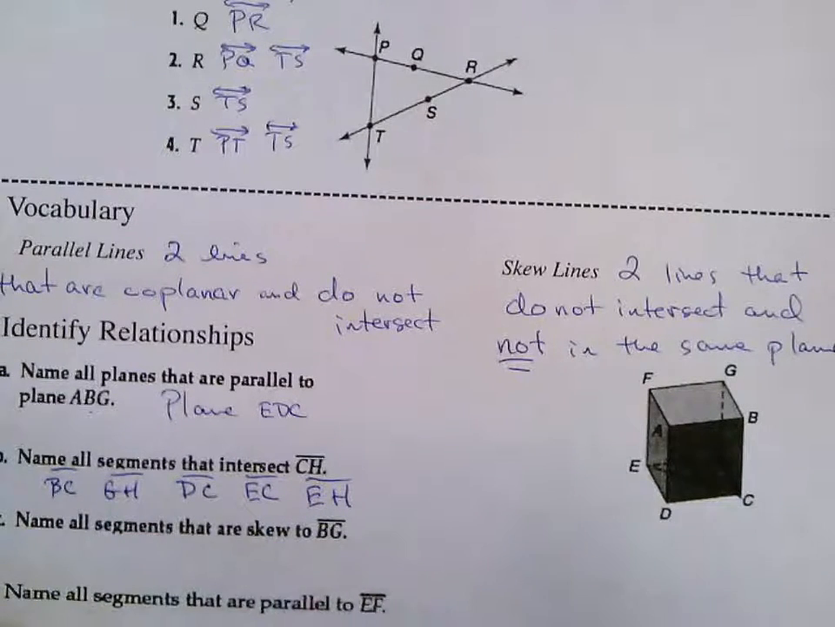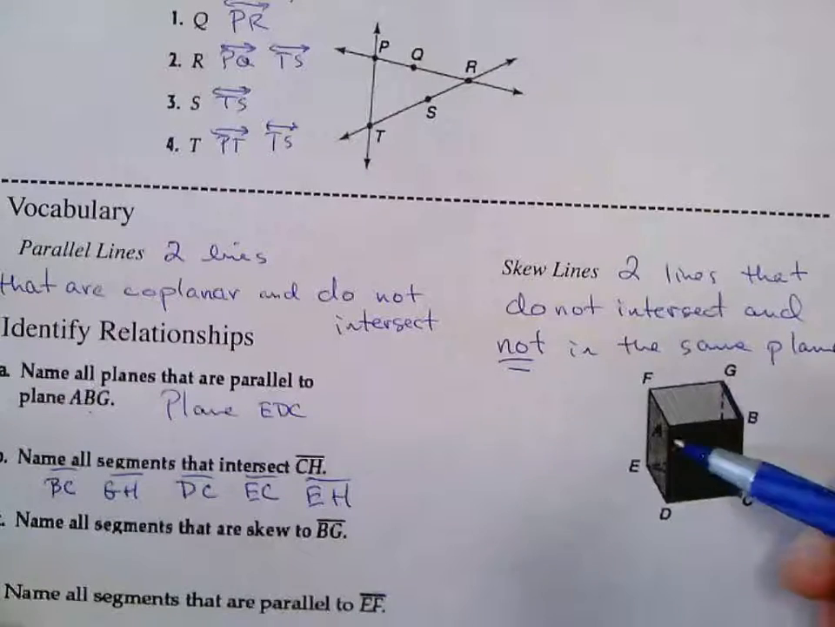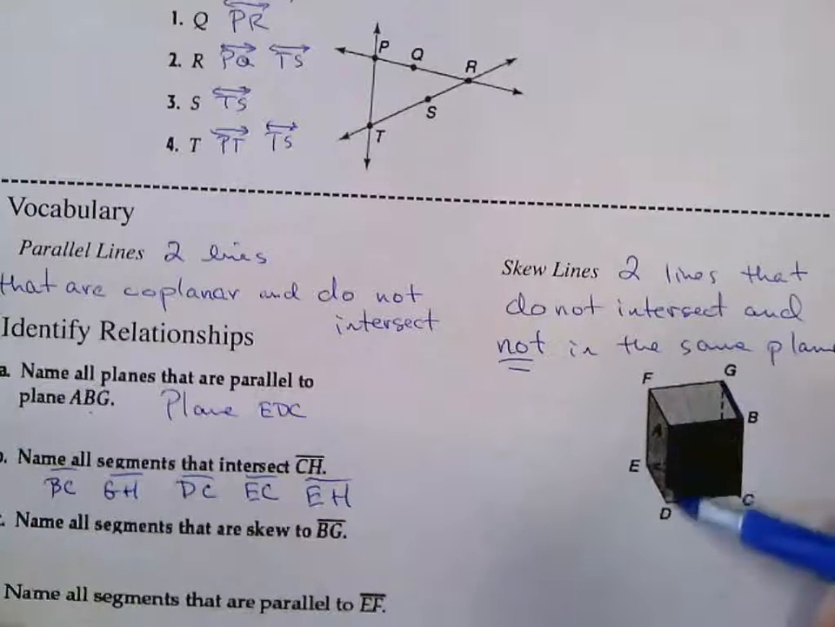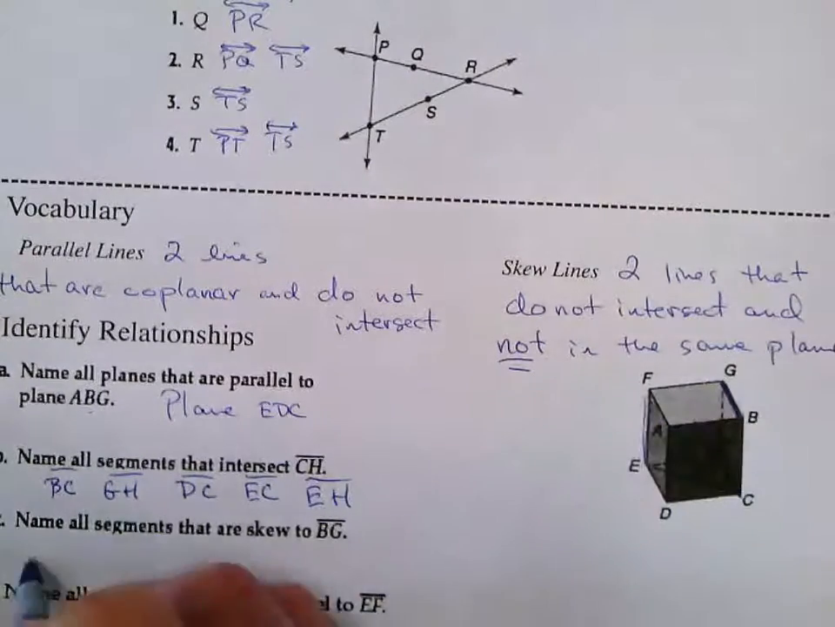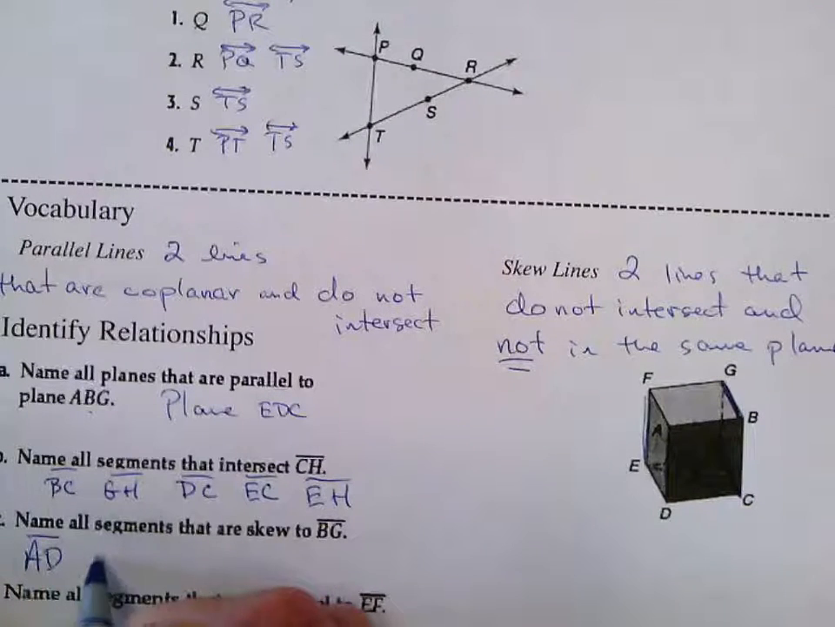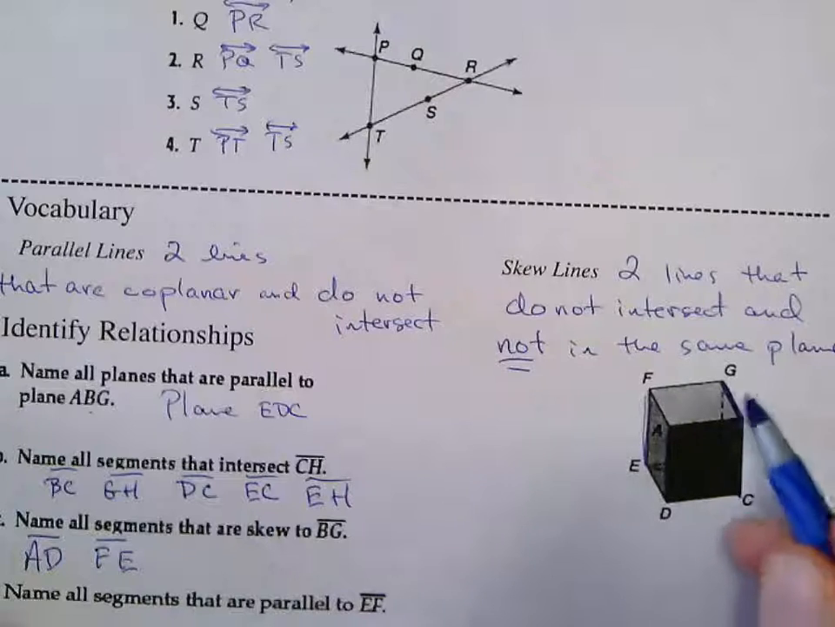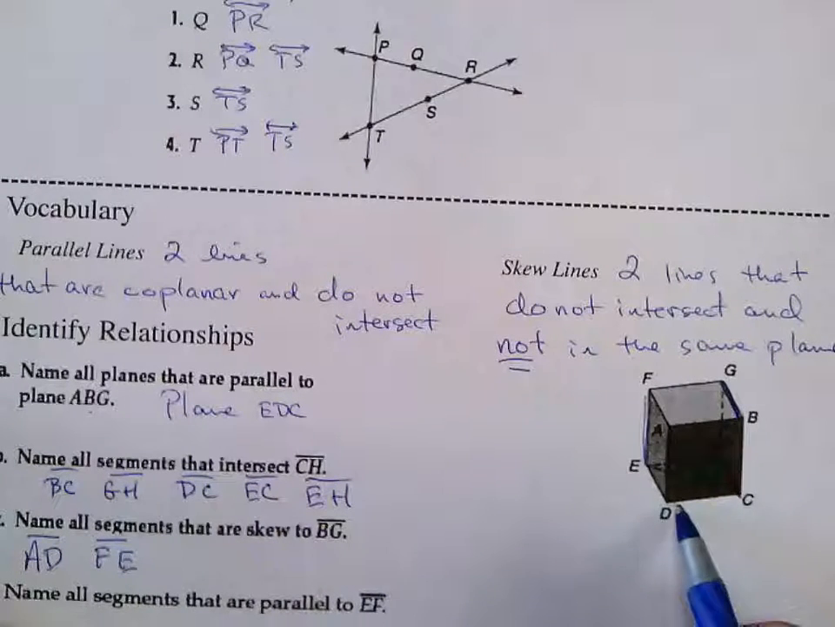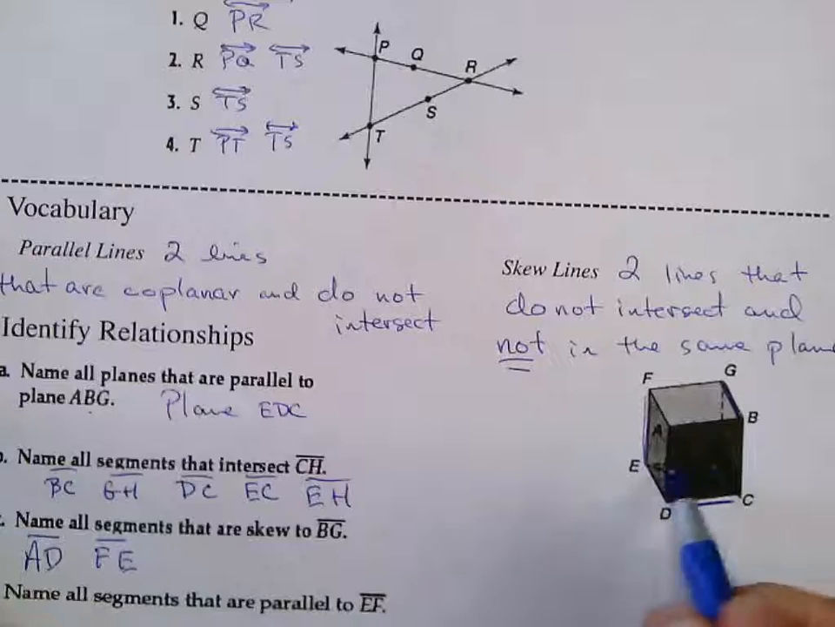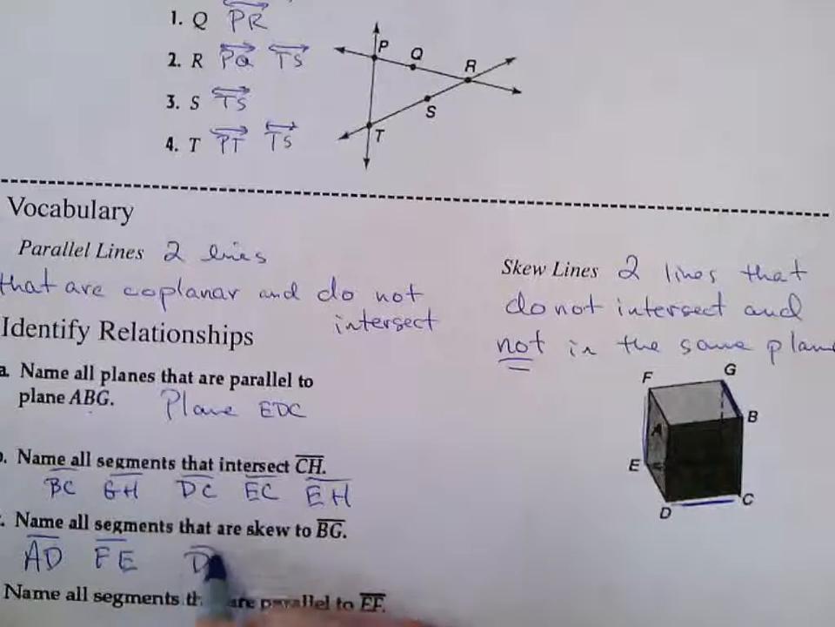Name all the segments that are skew to BG. Skew means they're in a different plane and they won't intersect. So here's BG at the top. You can see 2 that go right away are AD and FE. They're in different planes and they'll never intersect. And at the bottom, I got DC and EH. They don't intersect either.